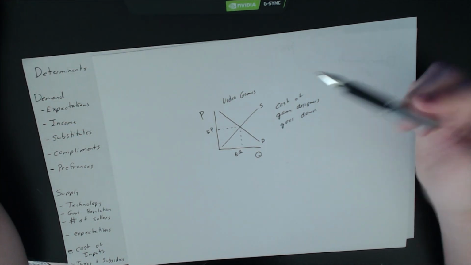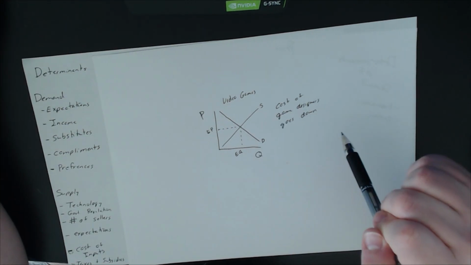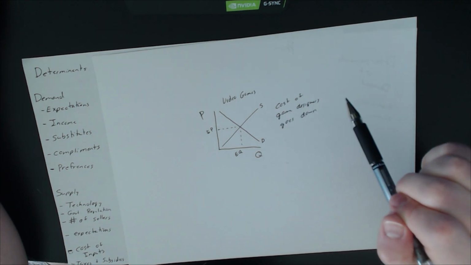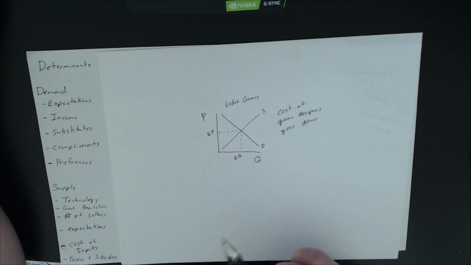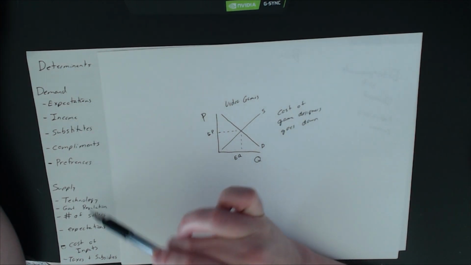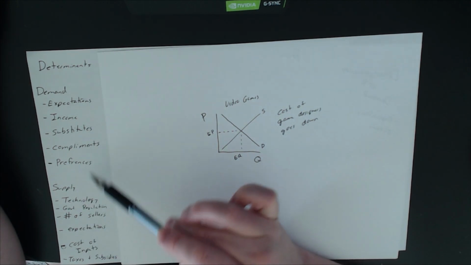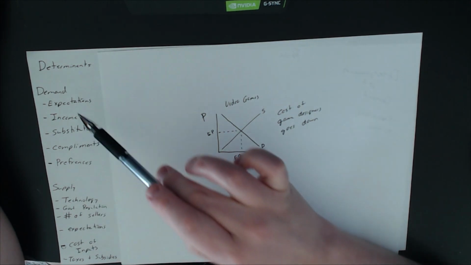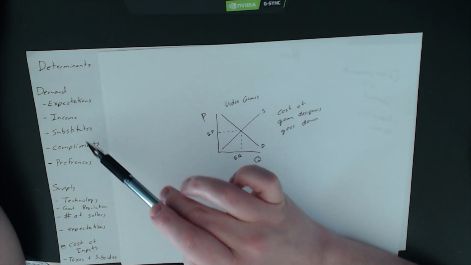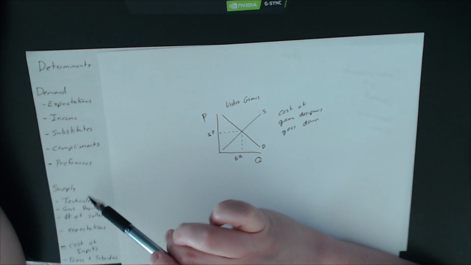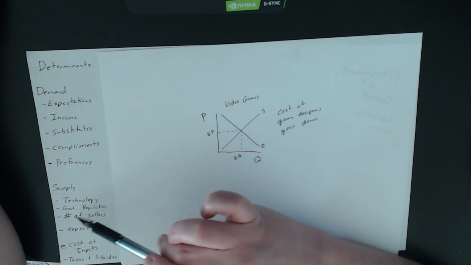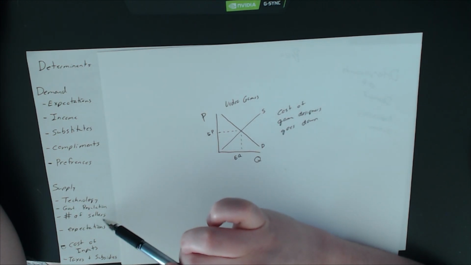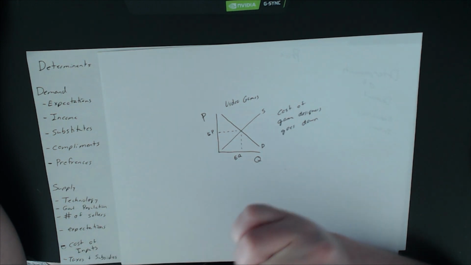So, first thing to ask myself, there's a little scenario. I'm graphing for video games. The cost of game designers is now going to go down. So, my workers are now cheaper. So, first thing that I need to do is I need to look over here and ask myself, okay, which one of these falls under this? Expectations, income, substitutes, complements, preferences. If it's demand, if it is supply, will it be technology, government regulations, number of sellers, expectations, or cost of inputs, or lastly, taxes and subsidies?